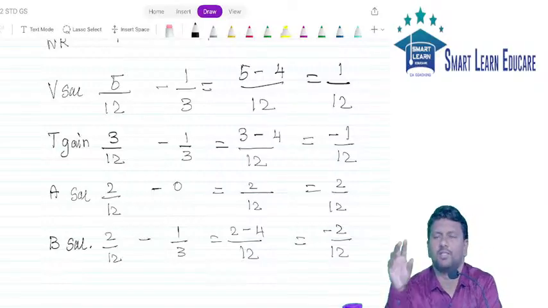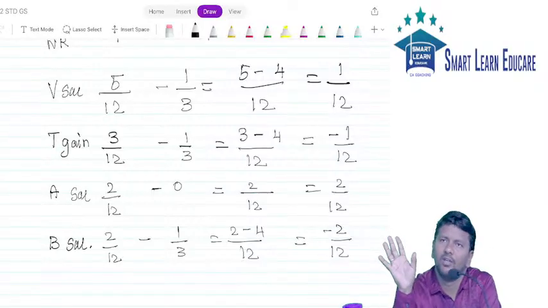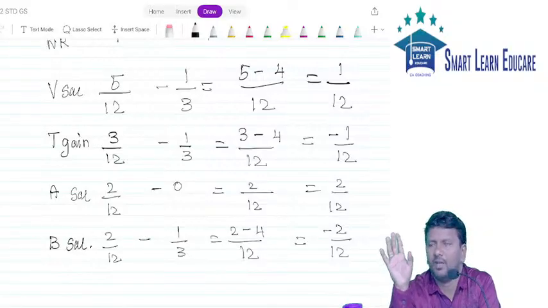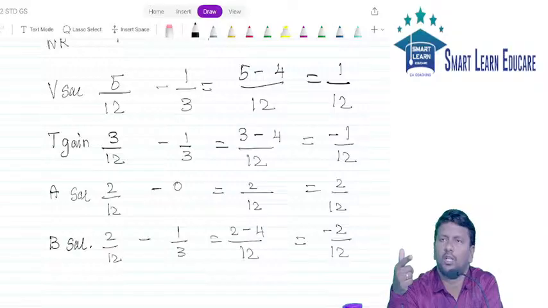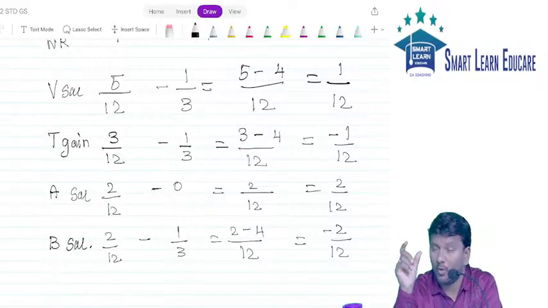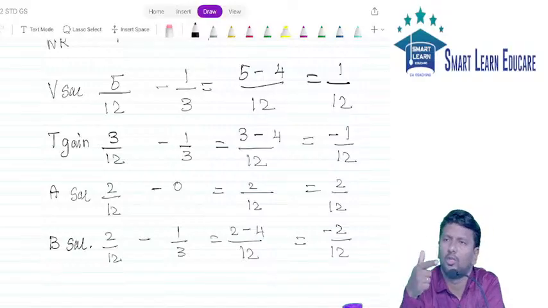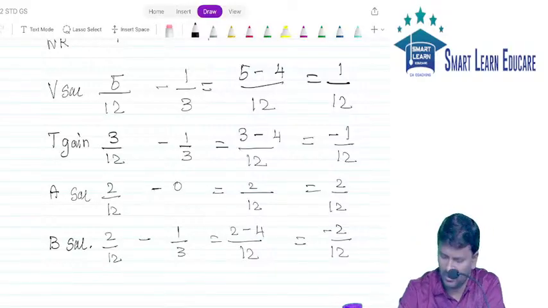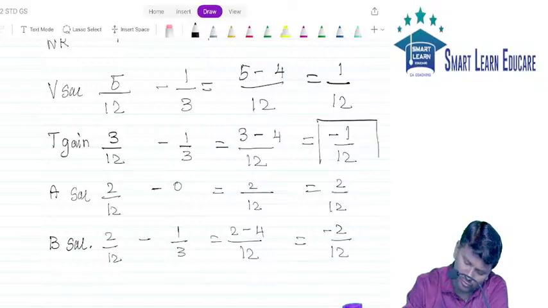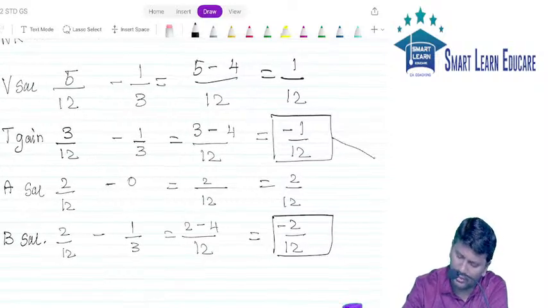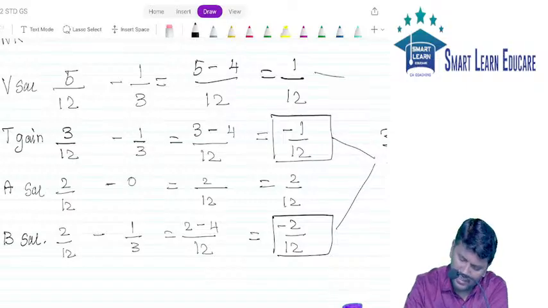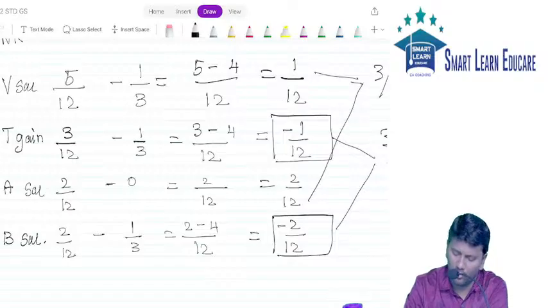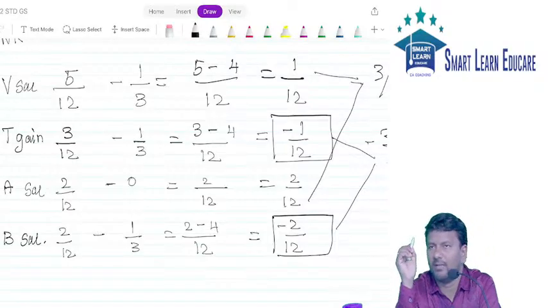First, copy up to this. Sacrifice and gain, have clarity. For all the 4 partners, always find. Ensure that your sacrifice total is same as gain total. Here, what is the total of the gain? Minus 1 by 12 minus 2 by 12. Add both, you will be getting 3 by 12. Similarly, see the total of sacrifice. What is the total of sacrifice? That is also 3 by 12. So here minus 3 by 12, there plus 3 by 12. That's the whole thing.